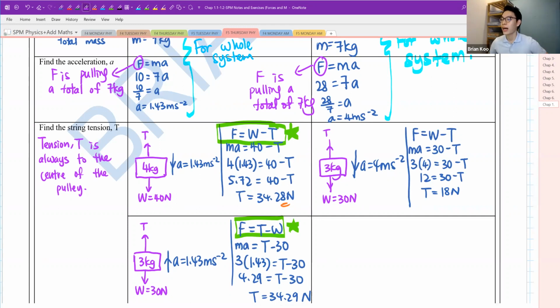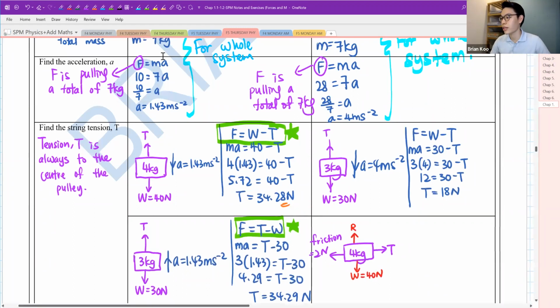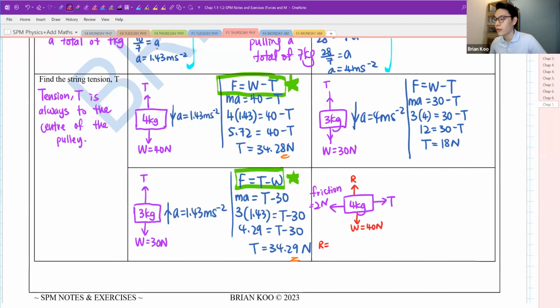And then here comes the interesting part. The 4 kg block. You have the tension going this way. You have a friction, 2 Newton like this. Some people may say, teacher, there is also the weight. Yeah, there's also the weight. But the weight is perfectly balanced by the normal reaction already. Balance.